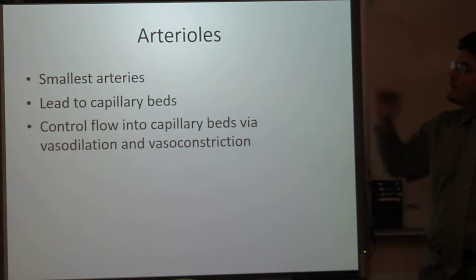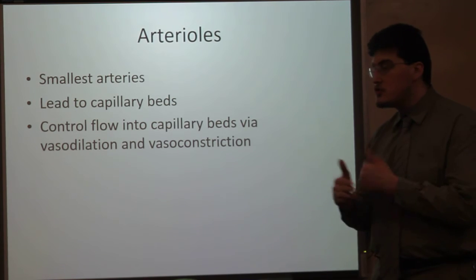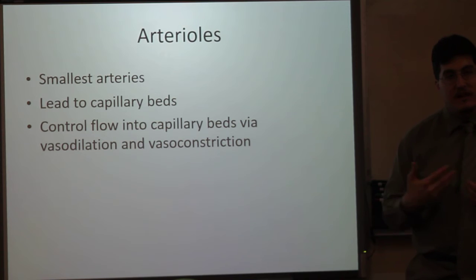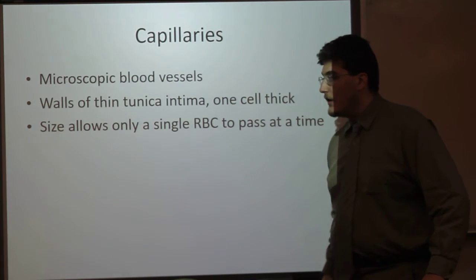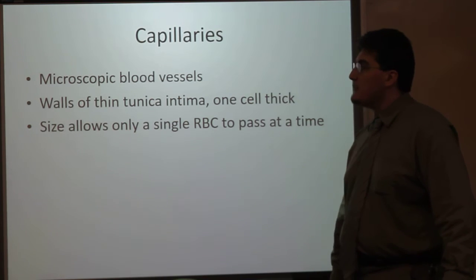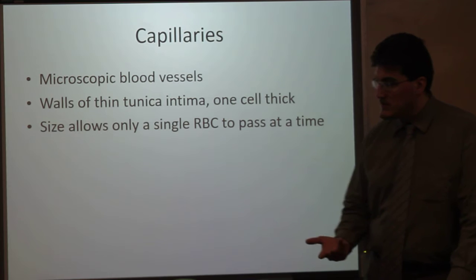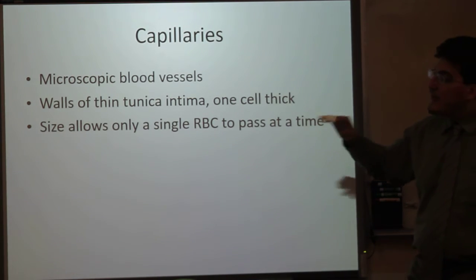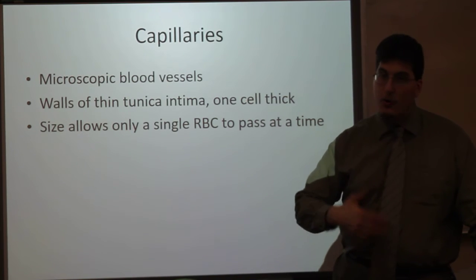Now, arterioles, these are the smallest arteries, and they will lead to your capillary beds. They control the flow into those capillary beds by means of vasodilation and vasoconstriction. Capillaries themselves, these are the microscopic blood vessels. They have walls of thin tunica intima that are 1 cell thick. Sometimes they are so small that they will only allow a single red blood cell through at one time.